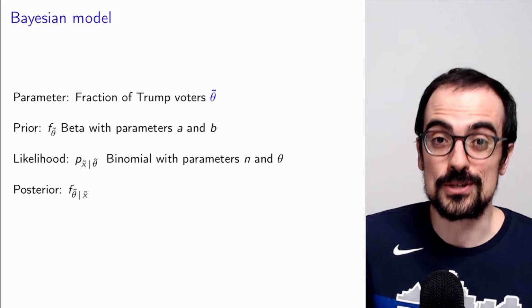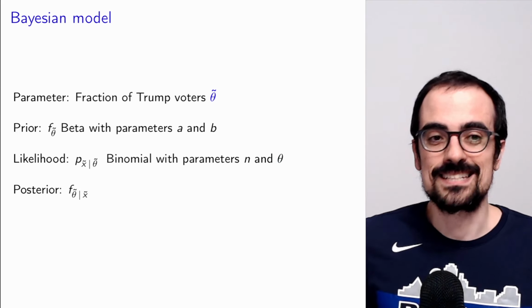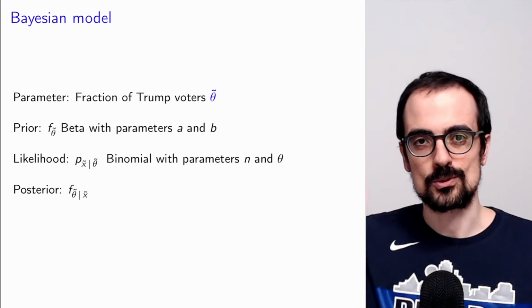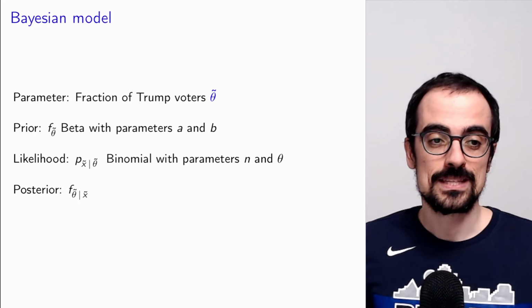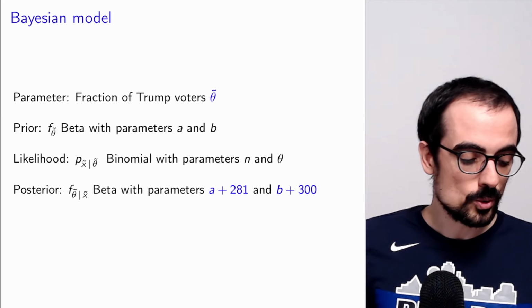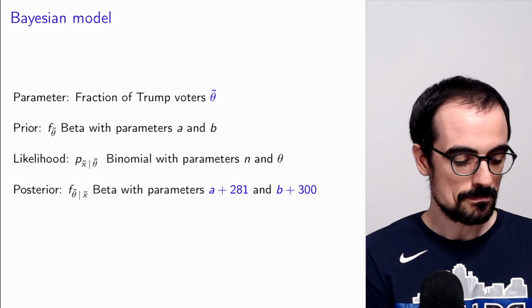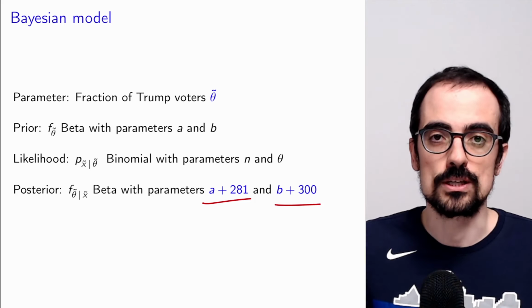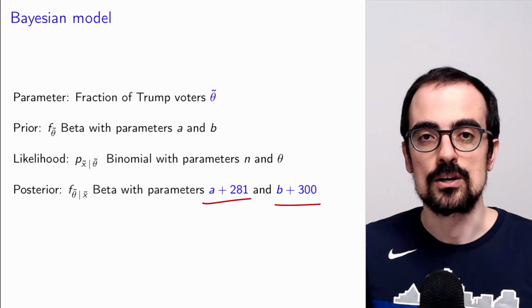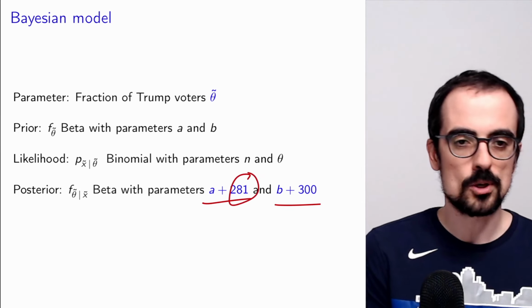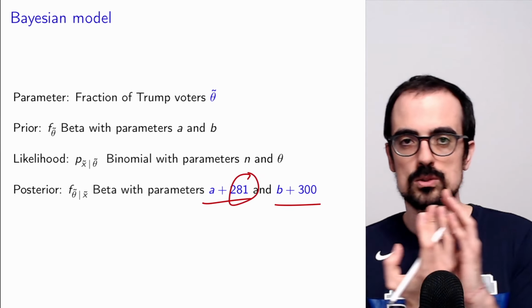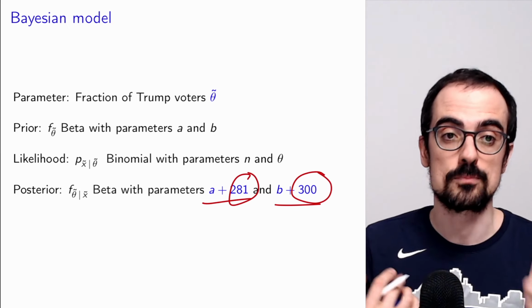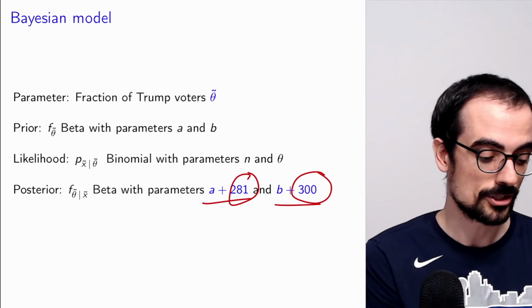So what's the posterior going to be? We're in luck because the prior is beta and the prior is a conjugate prior with respect to the binomial likelihood. The posterior is super easy to find. It's just going to be beta with parameters A plus 281 and B plus 300. Okay, that's all it is. So see that the number of Trump voters in the poll are pushing the density towards 1. The number of Biden voters is pushing the density towards 0 because we're modeling the probability of Trump, the fraction of Trump voters.